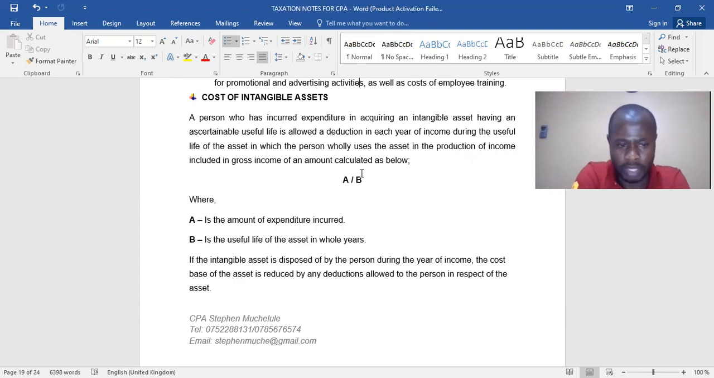If the intangible asset is disposed of by the person during the year of income, the cost base of the asset would be reduced by any deductions allowed to the person in respect of the asset. That means if you have your intangible asset in your books and you sell it off, like we said earlier under industrial building or any other depreciable asset, the cost base at the time of sale should be the cost at acquisition less the total deductions which have been made under the regime of the asset. The purpose of lessening the deductions is to ascertain the appropriate gain or loss on disposal.